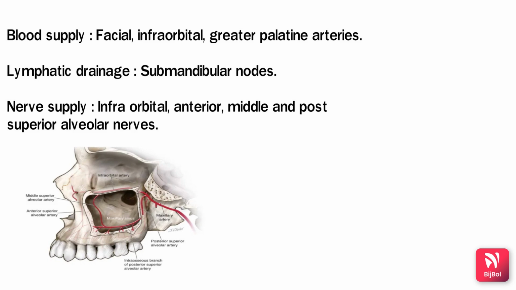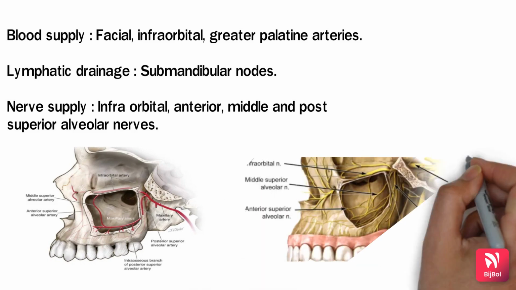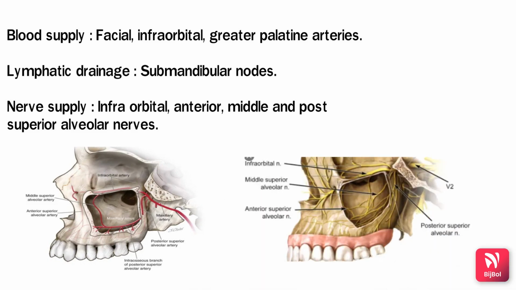This is about the maxillary sinus nerve supply. As you can see, the diagram clearly indicates the nerve supply, that is infraorbital nerve, medial superior alveolar nerves, anterior superior alveolar nerves, and the posterior superior alveolar nerves. That is about the maxillary sinus.